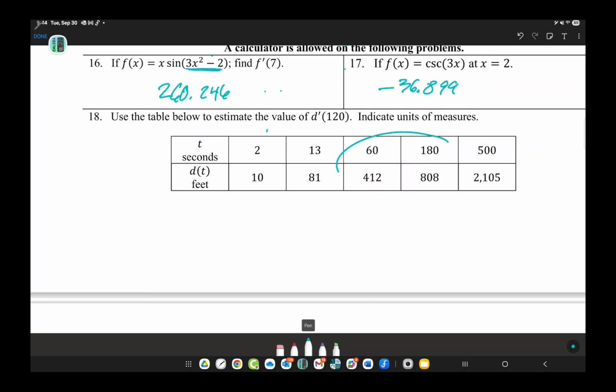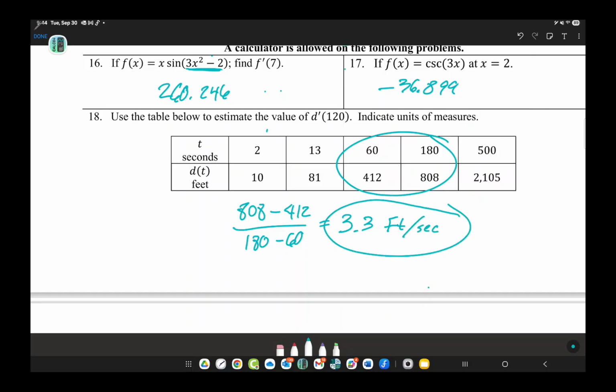120 falls between these two. All it is is slope. So that is 808 minus 412 over 180 minus 60. If you put this in your calculator, you get 3.3. Now don't forget, feet per second. If you're missing the units, you will lose a point.